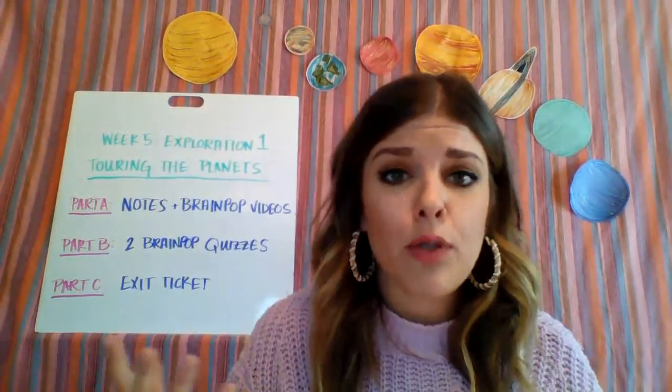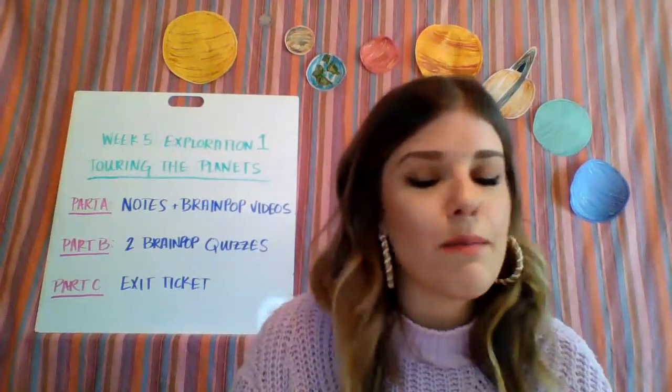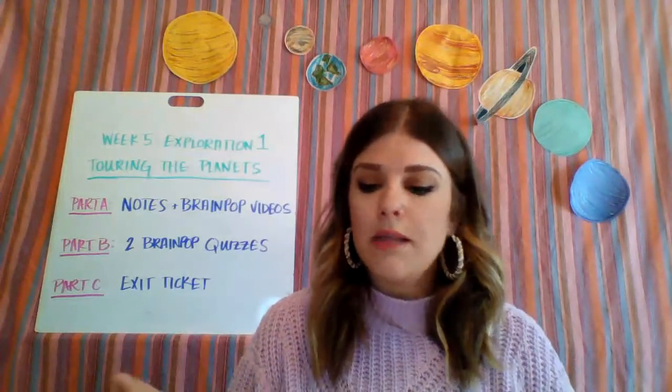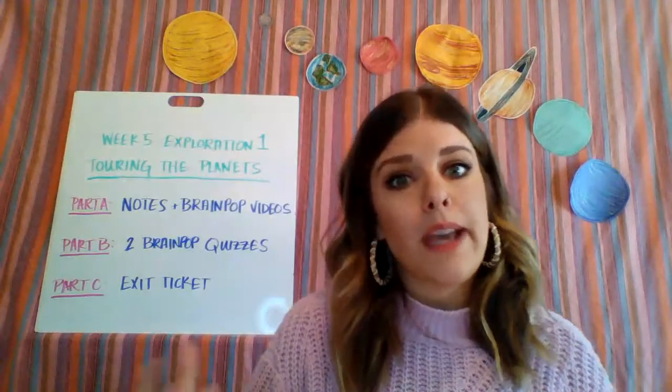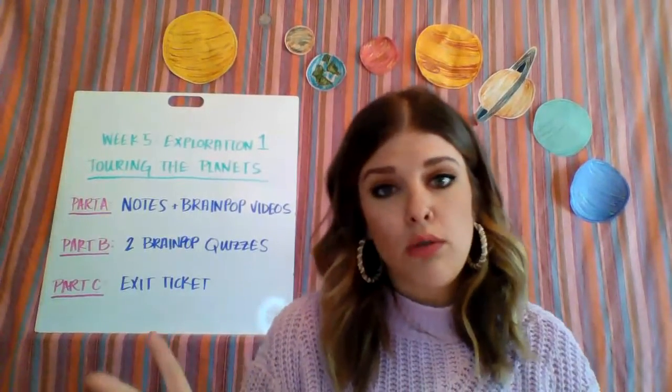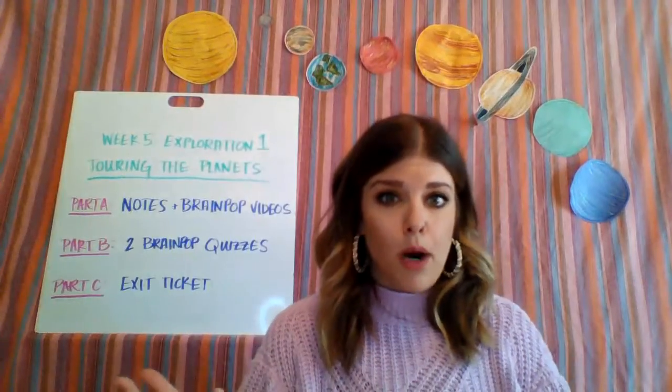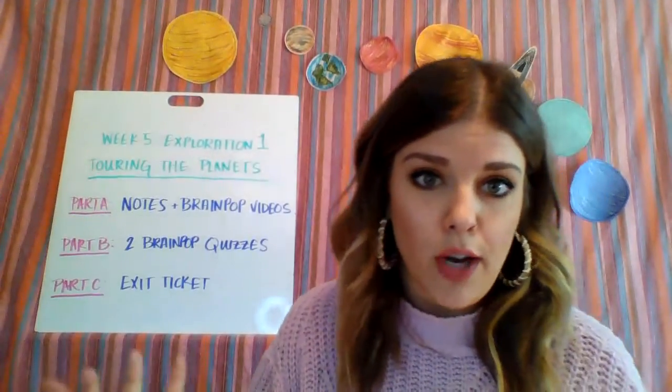Both of your explorations this week are all about the planets. We are jumping into learning goal B, which is being able to describe the defining characteristics of the planets. That doesn't mean you need to know every fact about every planet in the solar system, but you should know some of the defining characteristics that make those planets unique. Your exploration for this week is about understanding those planets on a better level. There are basically 3 parts to this exploration, 2 main parts, and then you have your exit ticket at the end.